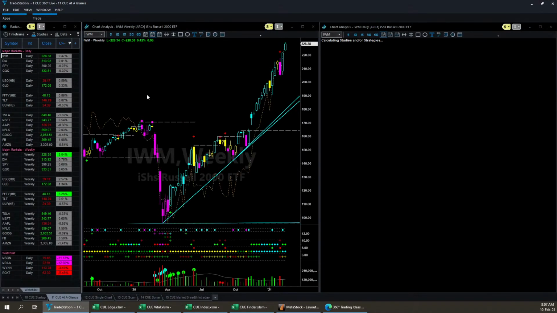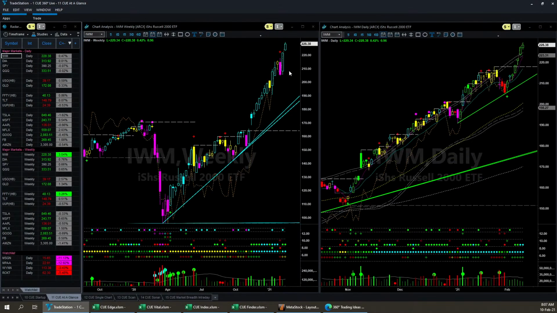IWM, this was the strongest of the four ETFs, and that is continuing. The weekly shape is more bullish than the SPY and QQQ. Color is bullish. Daily is bullish above the upper boundary. Overbought for four days now. Bullish but overbought.